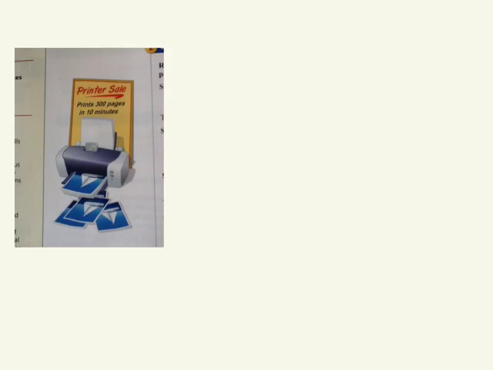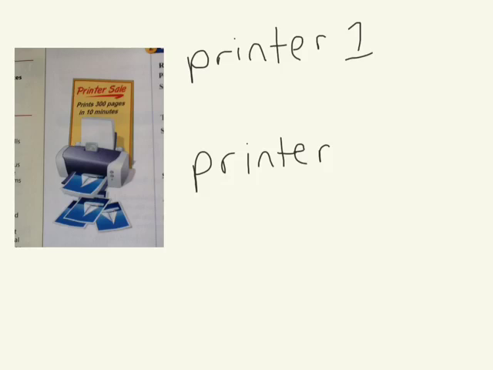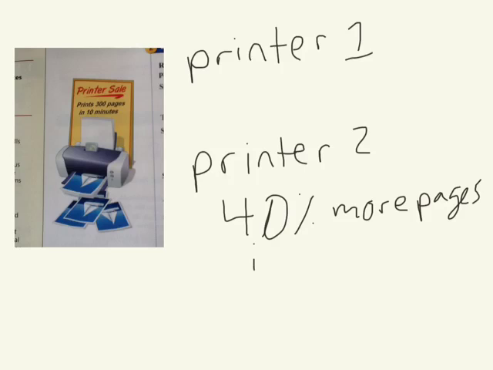So, as you can see, this printer, which looks like a doozy, prints 300 pages in 10 minutes. We're going to call this printer Printer 1. What you don't see is a second printer that prints 40% more pages in 10 minutes. So we'll call that one Printer 2. And that prints 40% more pages in 12 minutes.